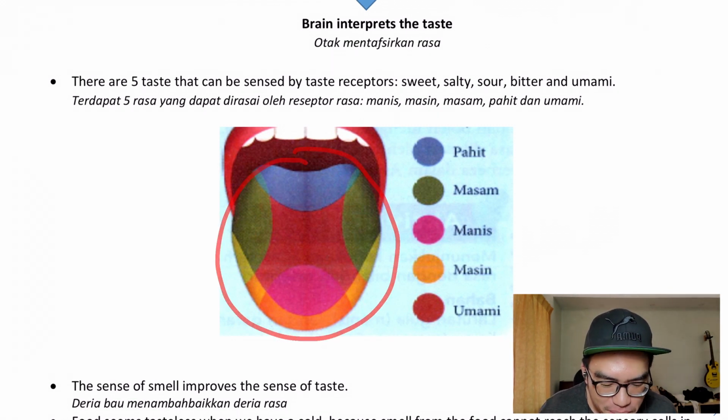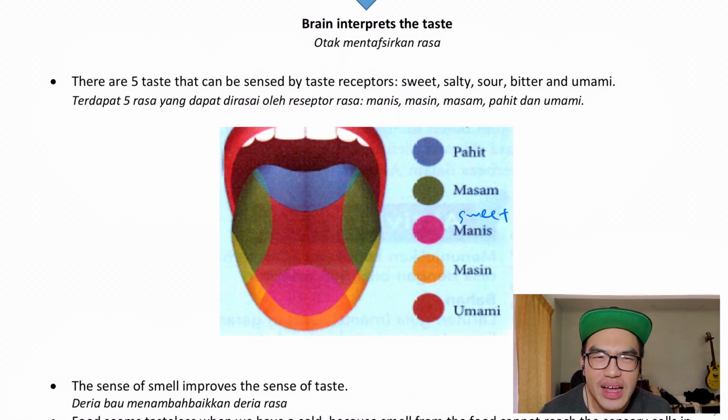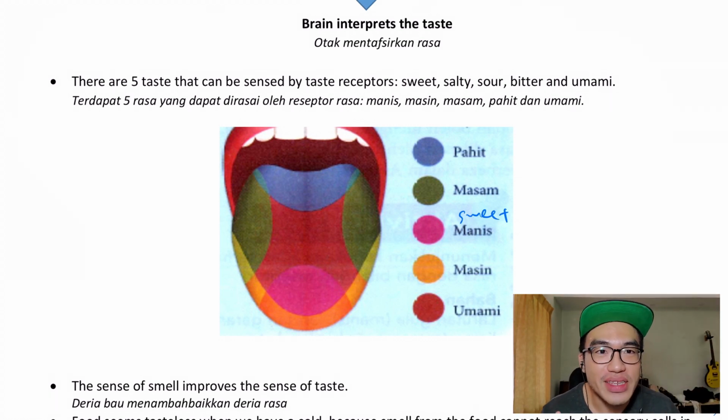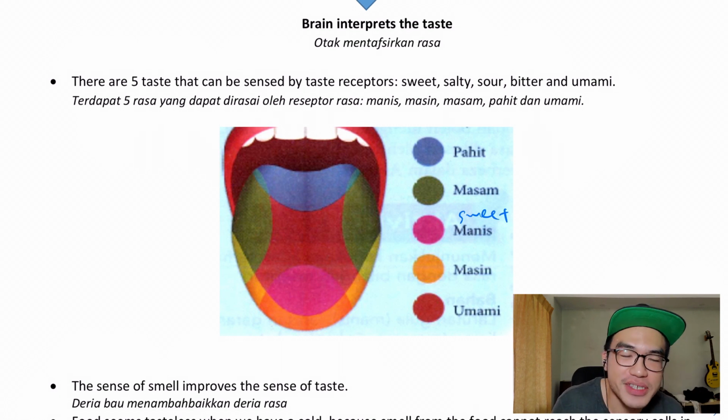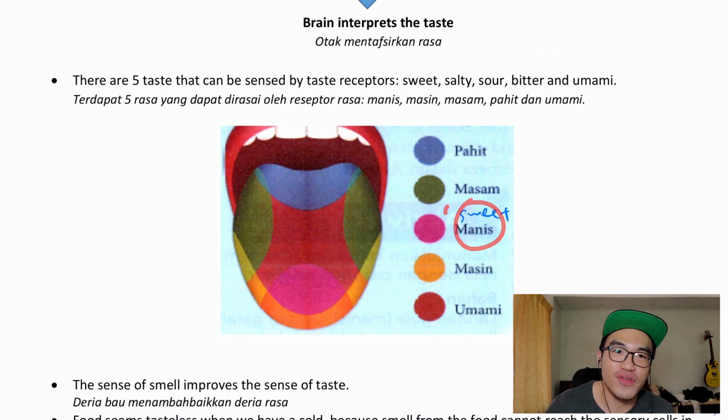As you can see, manis, which is sweet, is located at the front of your tongue. Does it mean only the front of your tongue can taste sweetness? No, the whole part of your tongue can taste sweetness. It's just that the front part is more sensitive towards sweetness. Lebih peka terhadap rasa manis. This is the quick way to memorize: you use the front part of your tongue to lick an ice cream. This is why sweetness is located in front of your tongue.